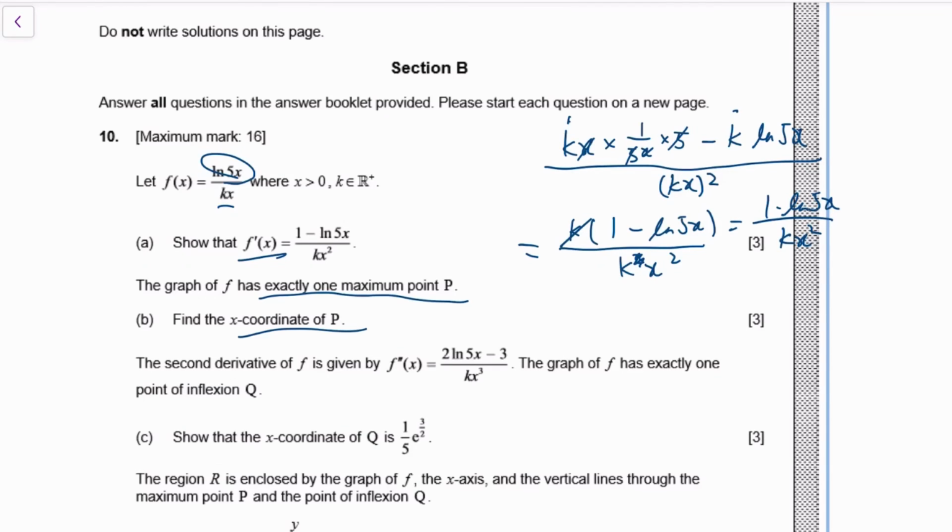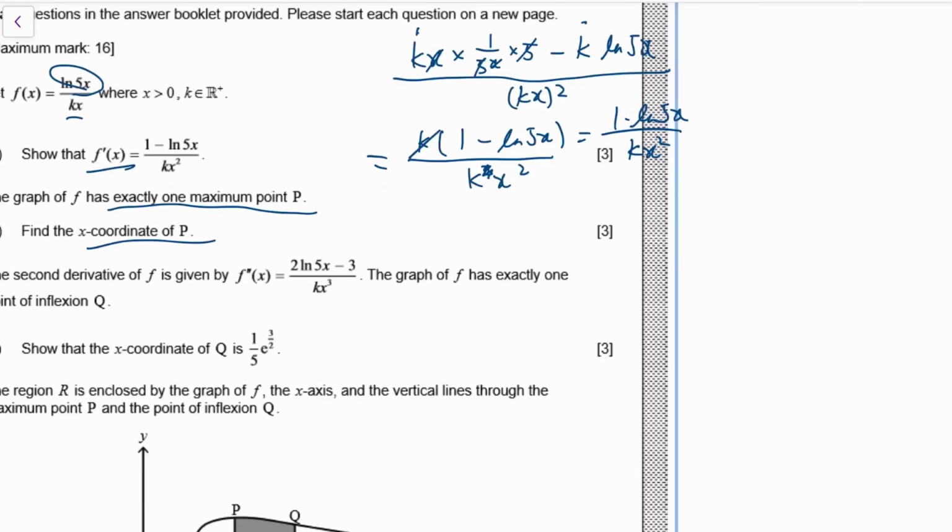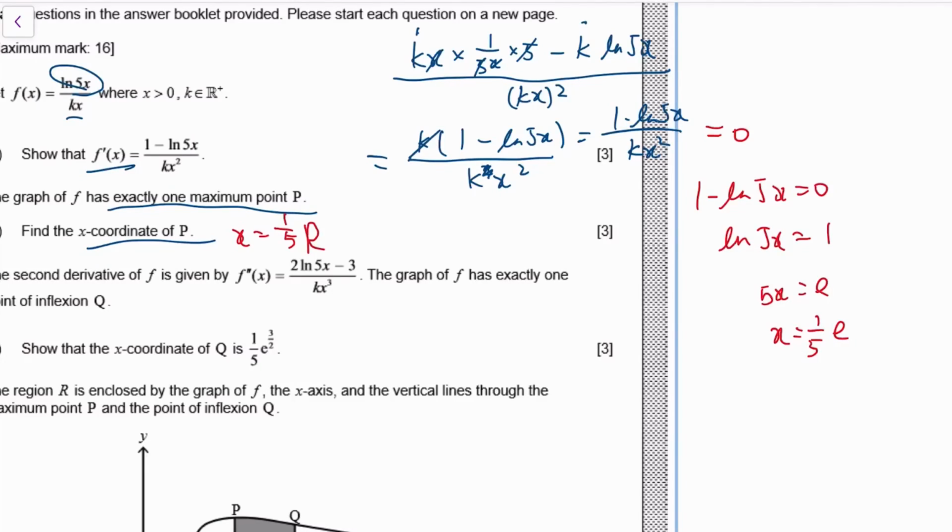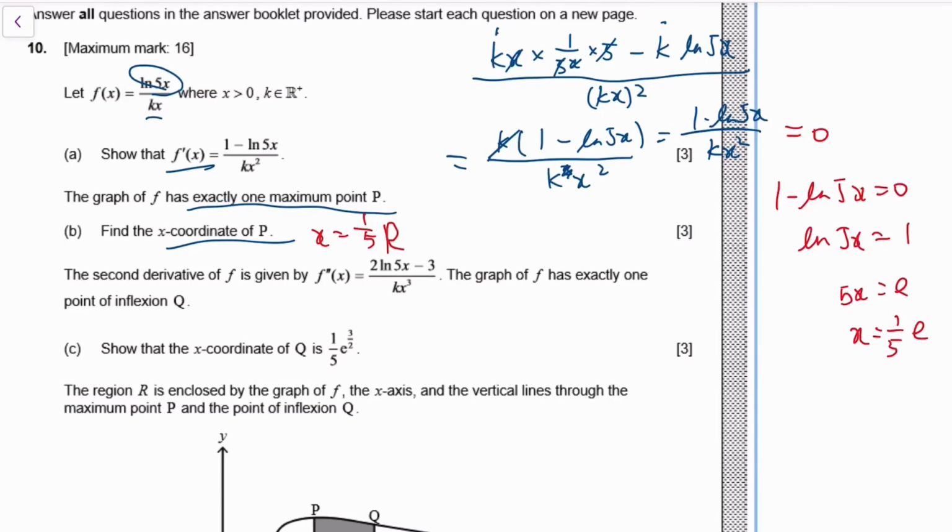There is a maximum point. Find the maximum point. So you make it 0 and solve it. So you multiply kx squared to the right, it's gone. So ln 5x is 1. So 5x is e to the power of 1. So x is 1 over 5 e. Okay, right again.